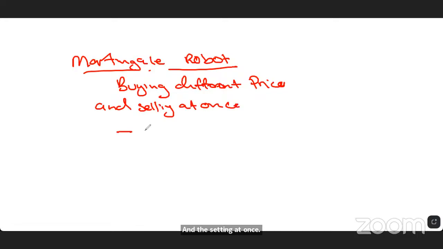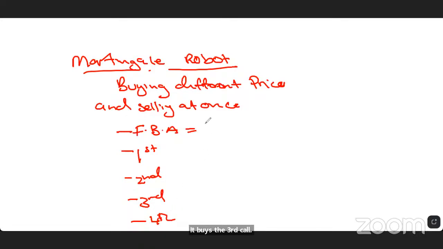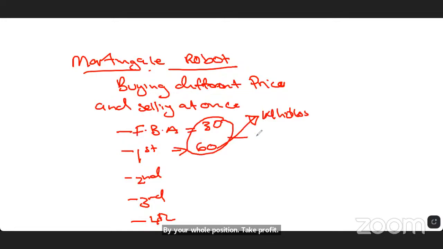So, when it buys the first buying amount, then the market drops, it buys the first call, it buys the second call, some people call them layers, it buys the third call, and it buys the fourth call. If it had put in, let me say $30 here, and it has put in, let me say $60 here, and the market rises, by your whole position take profit, it will sell all this together at once.